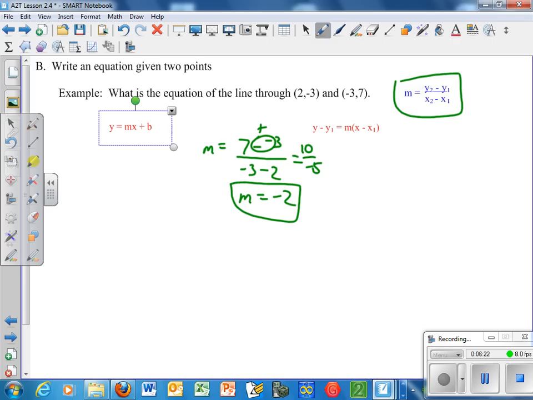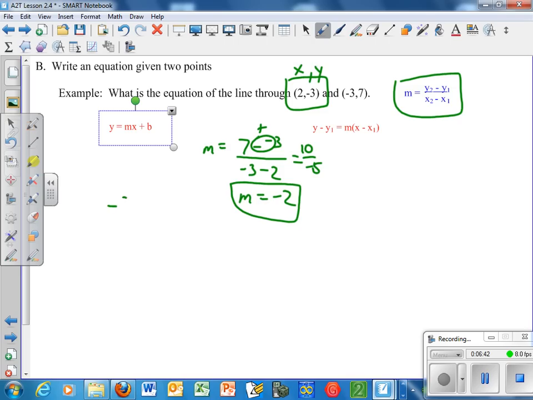Again, if it comes out to be a fraction, leave it as a fraction. I'll do y equals mx plus b on this one. If you want to in your notes, do it in point slope. You can go ahead and try that, but I'm not going to do both methods for every one. So y equals mx plus b. I would then take one of these points. It doesn't matter which one you pick, so I'm going to pick this. Here's my x and here's my y.